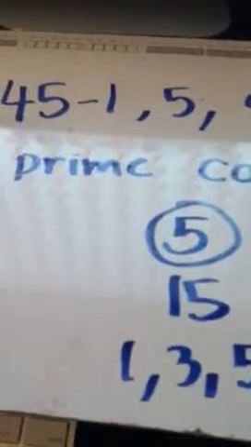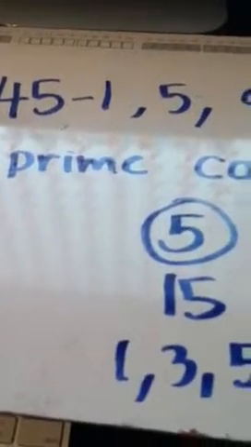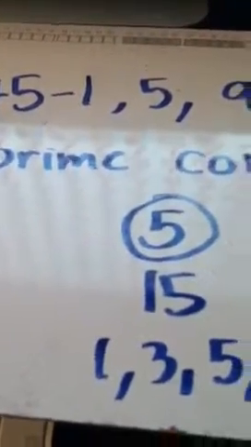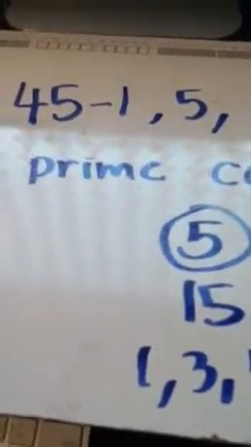So anyway, that is the difference between prime and composite. Prime has only 2 factors. Composite has 3 or more.